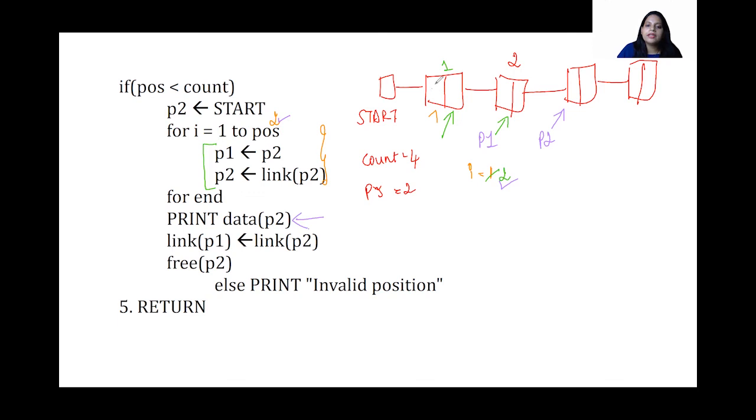Suppose my data was 1, 2, 3, 4. Since I'm going to delete this particular node, I'm going to print the data of it, which is 3. And then I'm going to say link of P1 is nothing but link of P2. So where is my P1? This is my P1. The link of P1 is as of now this particular node, but then I am going to remove that link and establish a link between these two nodes. So this is going to be a new link. By doing that, I'm going to free P2. So this particular node is going to get freed, which is nothing but getting deleted, right?